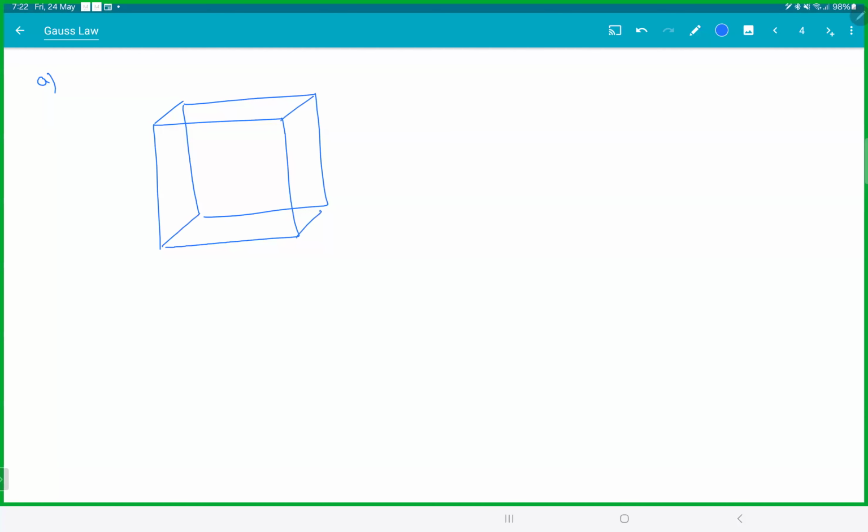This is the cube. How is the area vector? This is the area vector, this is the area vector, area vector, area vector, and area vector. How is the field? E naught i cap. So this is E naught, this is E naught, this is E naught, perpendicular basically. This is E naught, and this is E naught. Isn't it? So flux on 1 will be minus E naught A square.